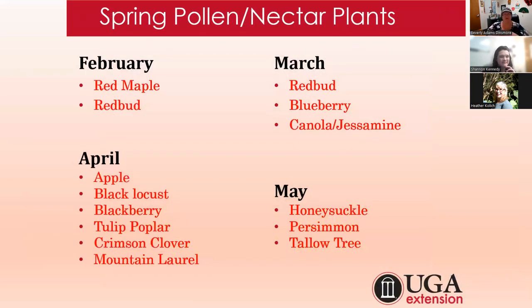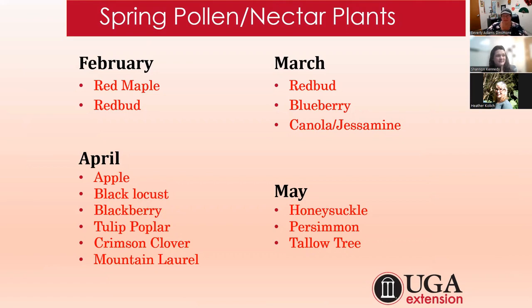Here are some ideas of the different plants and trees, and for spring, pollen or nectar plants. What that means is this would be when these would be blooming, correct, Shannon? Okay, just make sure I'm telling this correctly. So in February, of course, we have our red maple and our red bud. March, our red bud tree. Maybe if you have blueberry bushes, that's a great source for pollinators.